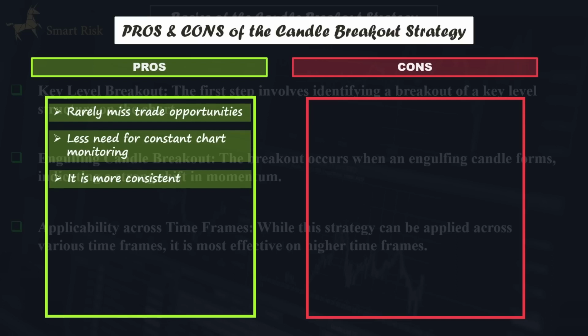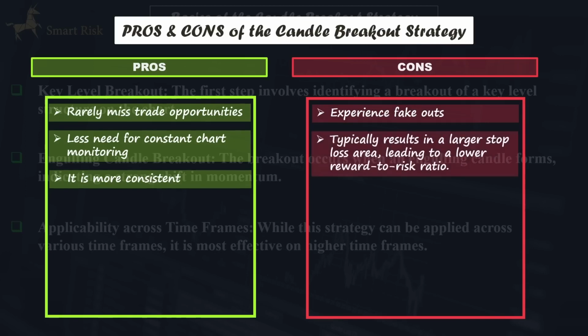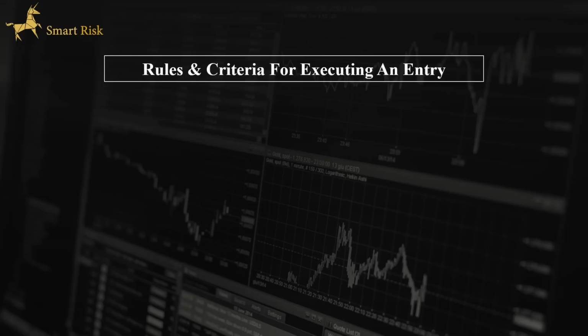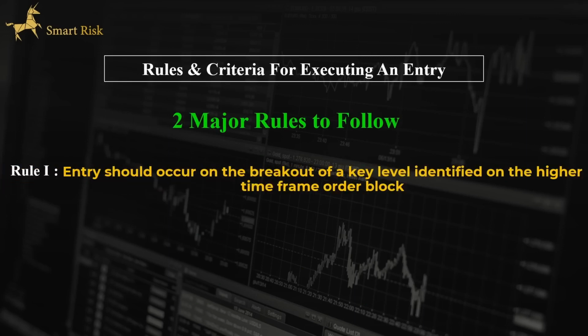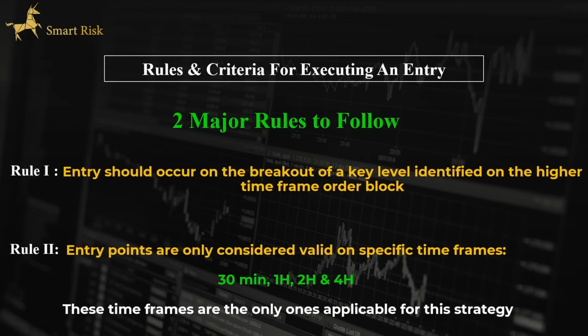However, there are drawbacks to consider. You might sometimes experience fakeouts. Since this entry method involves a larger stop-loss area, it provides a lower reward-to-risk ratio. Let's outline the main criteria and rules for executing an entry in this trading strategy. Entry should occur on the breakout of a key level identified on the higher time frame supply or demand area. Entry points are only considered valid on specific time frames: 30 minutes, 1 hour, 2 hour, and 4 hour. These time frames are the only ones applicable to this strategy.